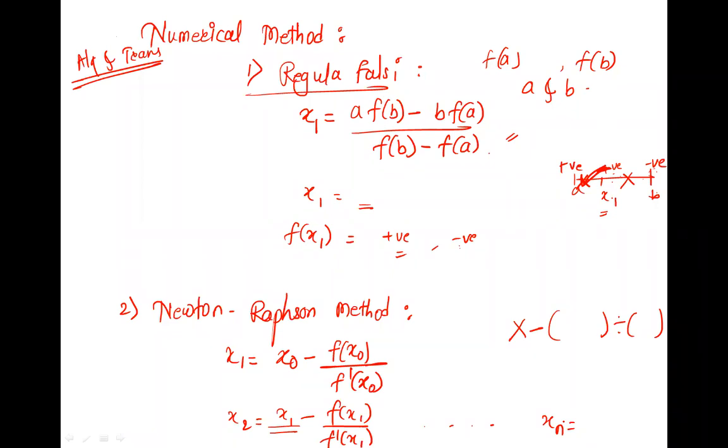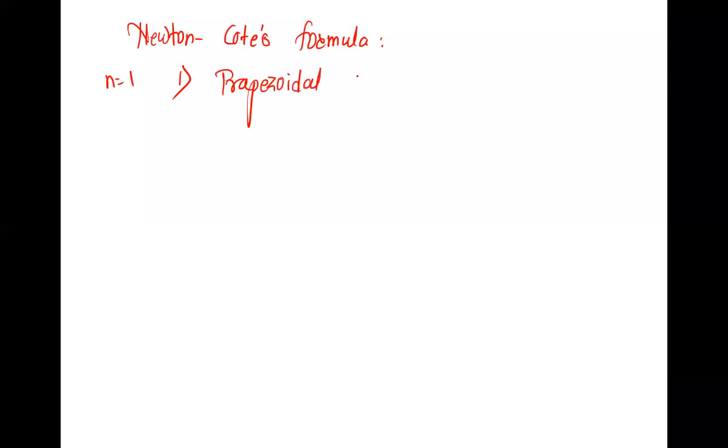Do you remember these two methods? Next, we have seen Newton-Cotes formula. This formula is not that important, Newton-Cotes, but then we have derived 3 formulae from them. If we put n is 1, we got trapezoidal rule. Do you remember trapezoidal now?